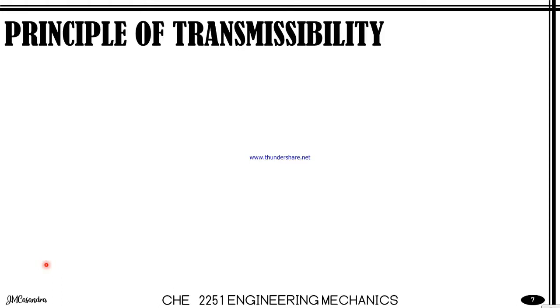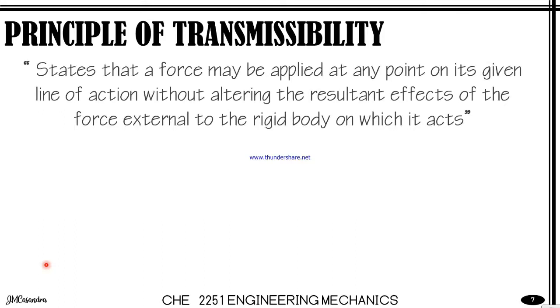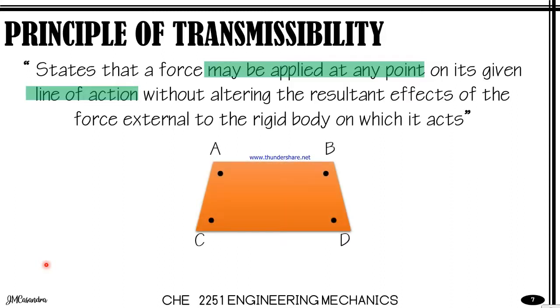So in forces, we also apply what we call your principle of transmissibility. When we say principle of transmissibility, it states that a force may be applied at any point on its given line of action without altering the resultant effects of the force external to the rigid body on which it acts. So basically, it means you can apply your force at any point on the object as long as it will be on its line of action and it will not alter your resultant.